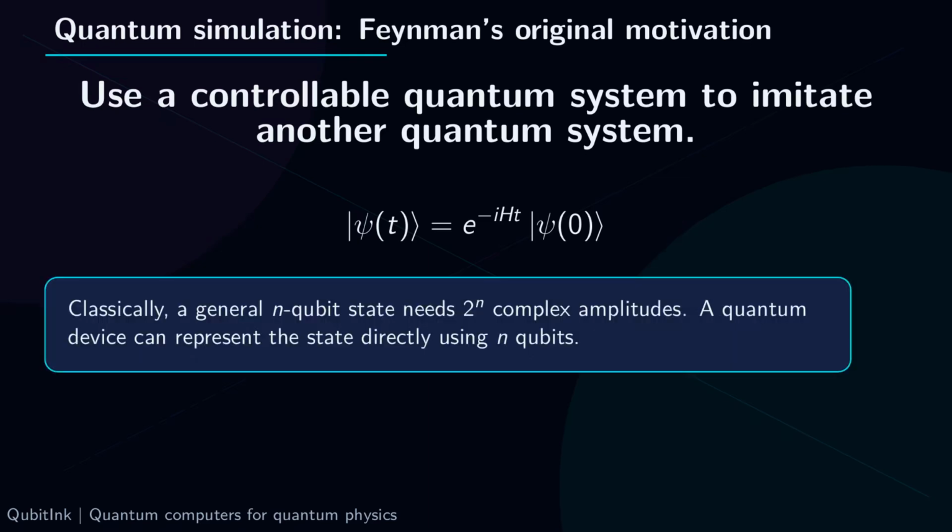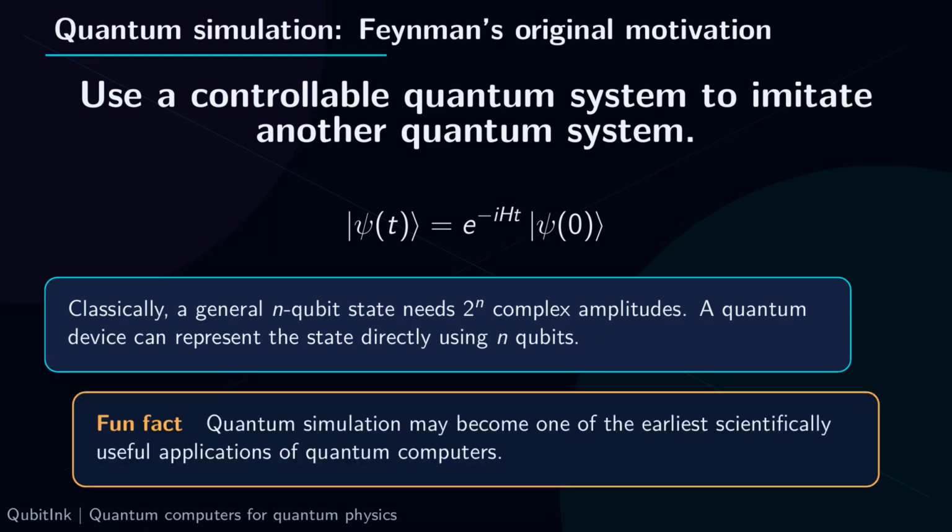Classically, a general n-qubit state requires 2^n complex amplitudes to describe. This exponential growth makes many quantum systems difficult to simulate on ordinary computers. A quantum device can represent the state directly using n qubits. This is why quantum simulation may become one of the first scientifically useful applications of quantum computers.